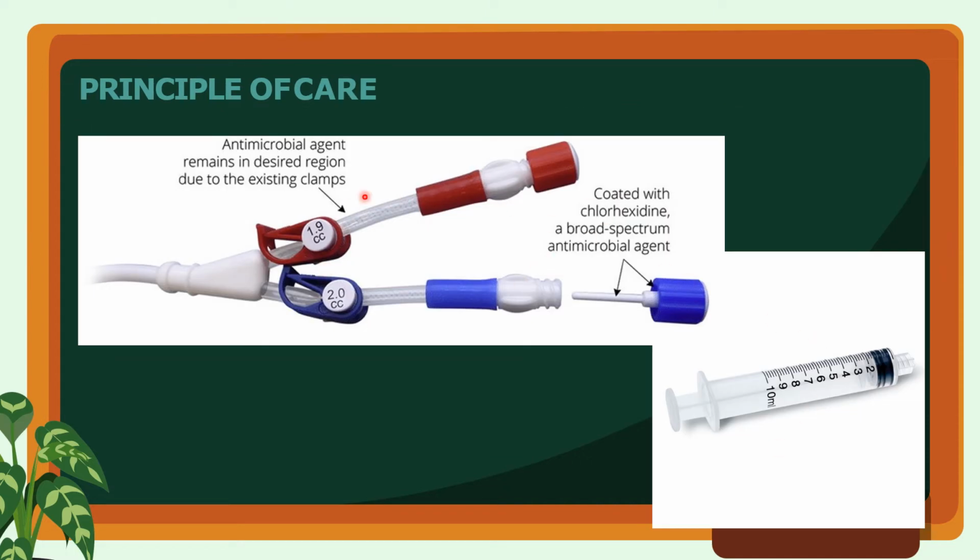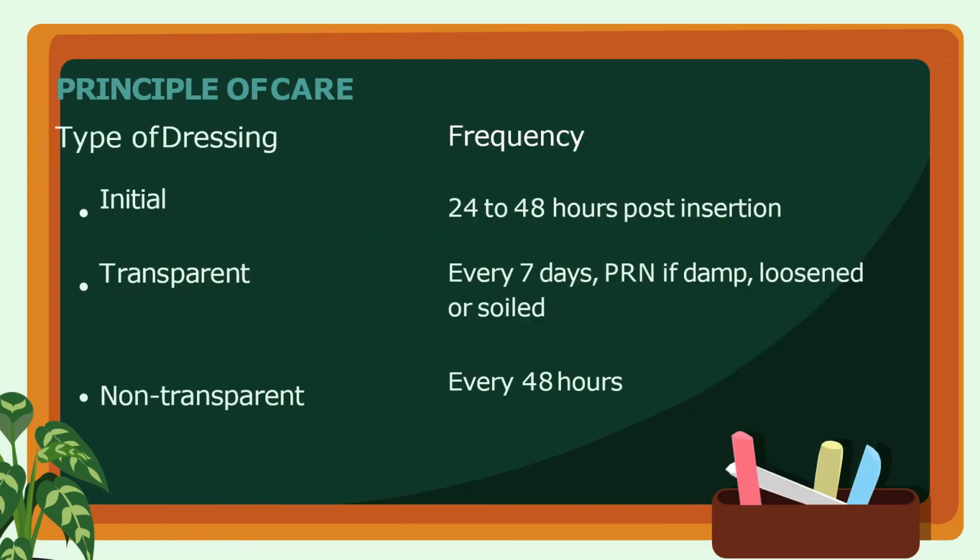So this is just an image of our catheter. These are the lumens. You will also need at least a 10 ml syringe.